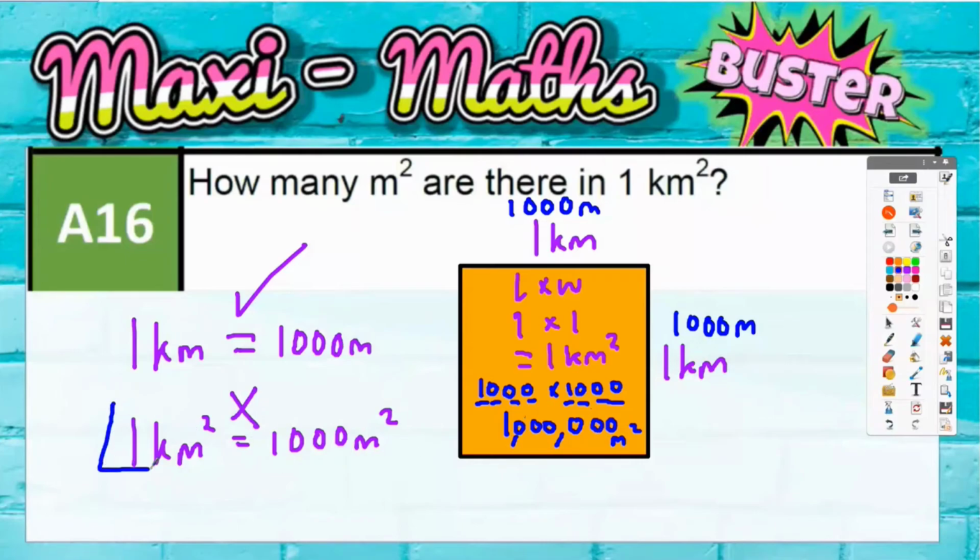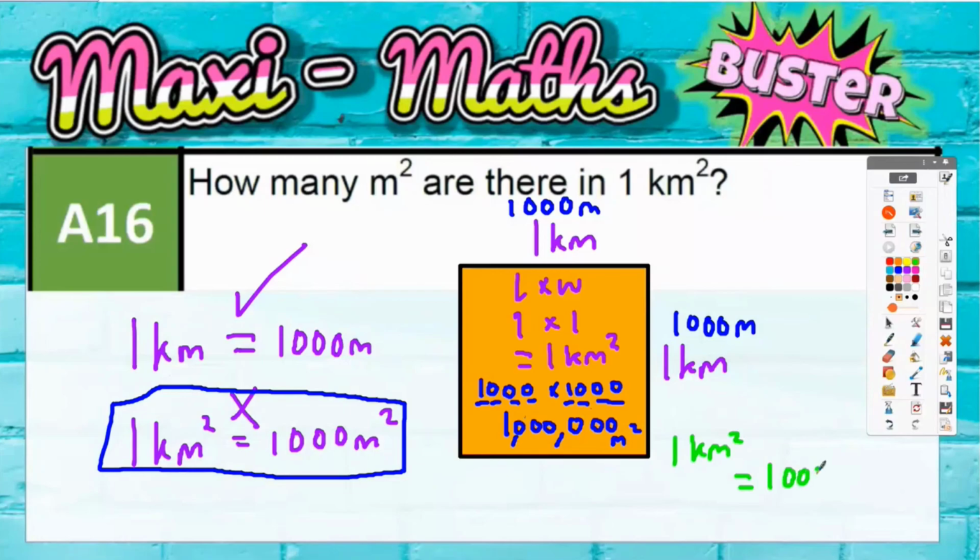So this here, which we said a moment ago was incorrect, 1 kilometer squared is not 1,000 meters squared. We'll write the correct answer in green over here. 1 kilometer squared is actually 1 million meters squared. But just be careful with that one, because it's one that people get wrong when they don't think it through.